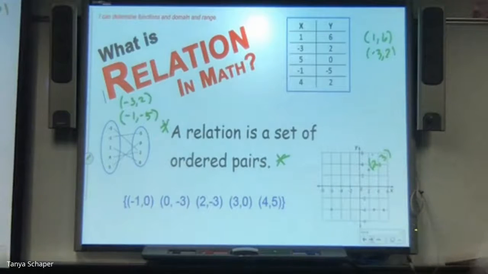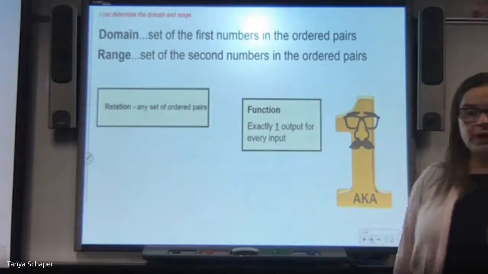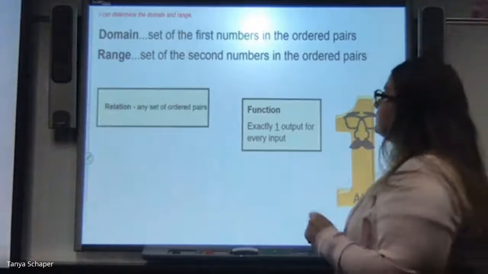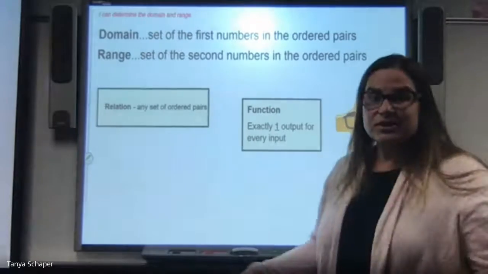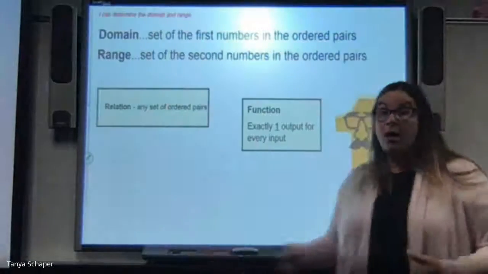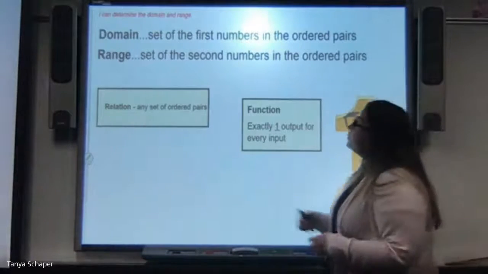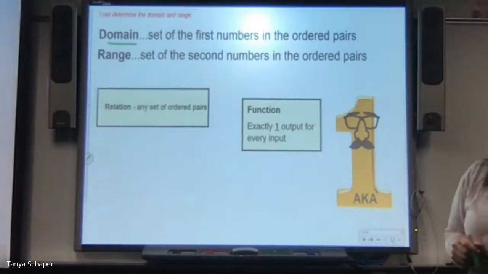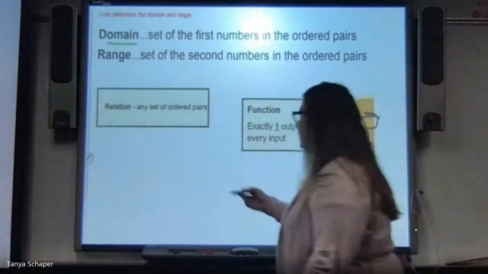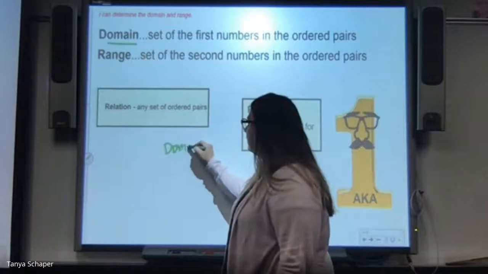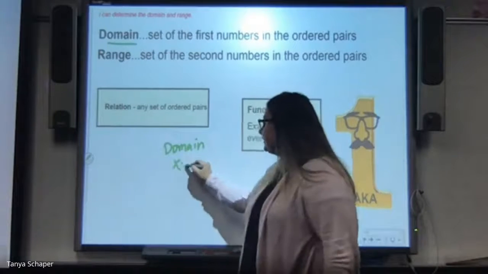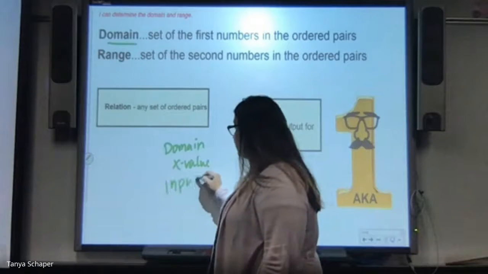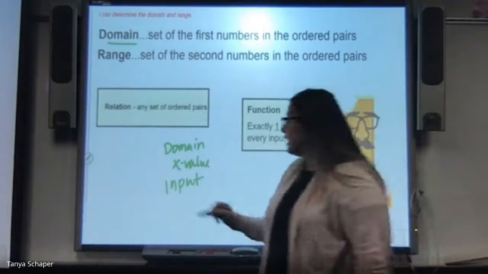Within a relation, we focus on two important parts, the domain and the range. And I know you talked about that in 7th grade, but that was so long ago that it's good to recall and remember and remind ourselves. So the domain is the set of the first numbers in the ordered pairs. But what if we don't list an ordered pair? Our domain is also known as the x value. It's also known as the input. And it's also known as the independent.